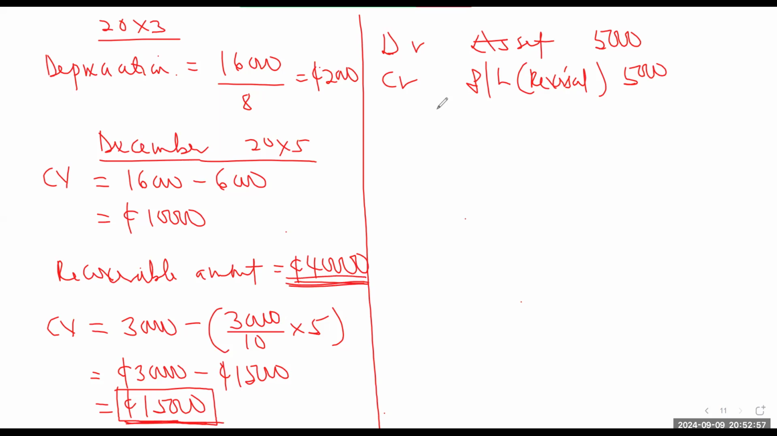If at this date the recoverable amount should have been 14,000, it means that the actual impairment should have been how much?